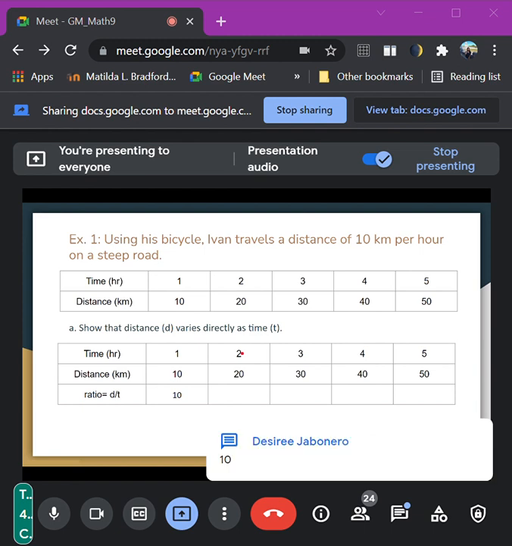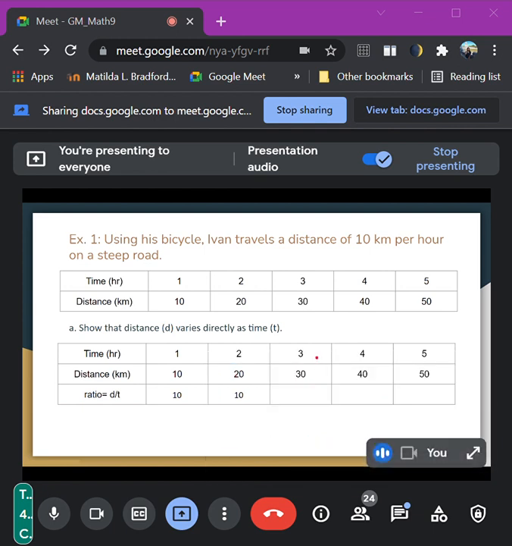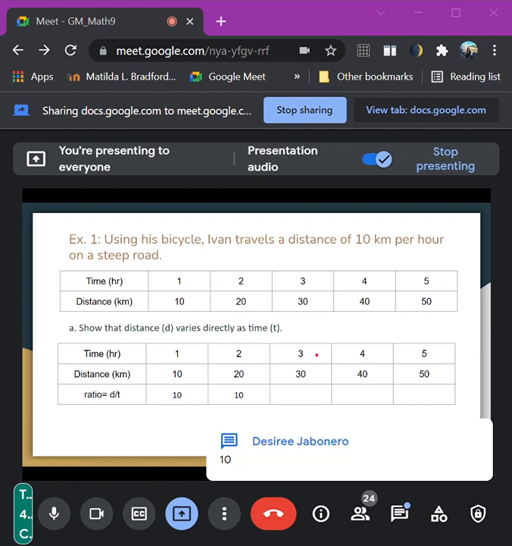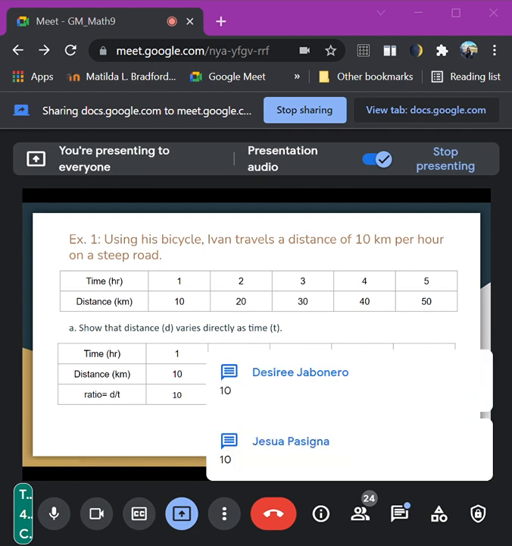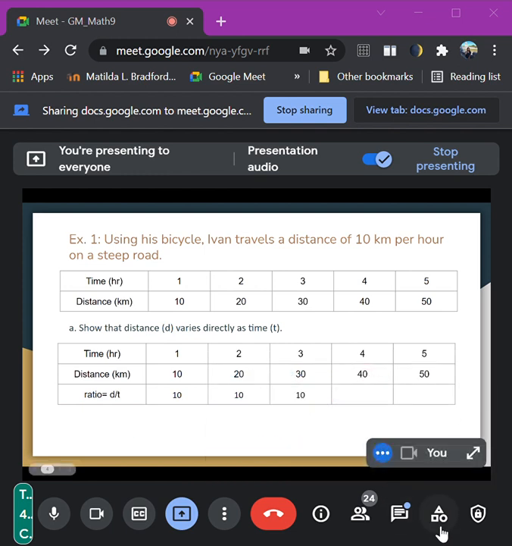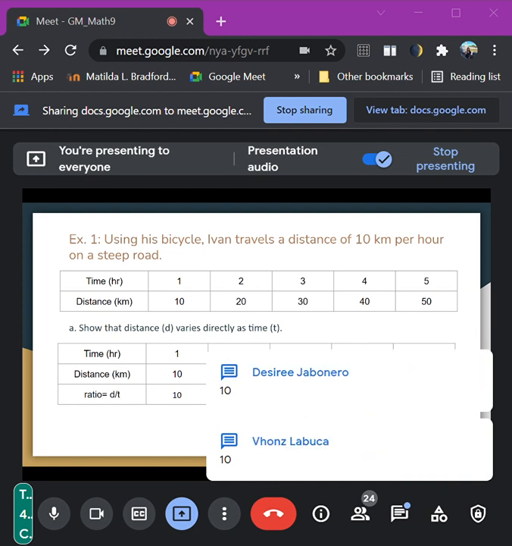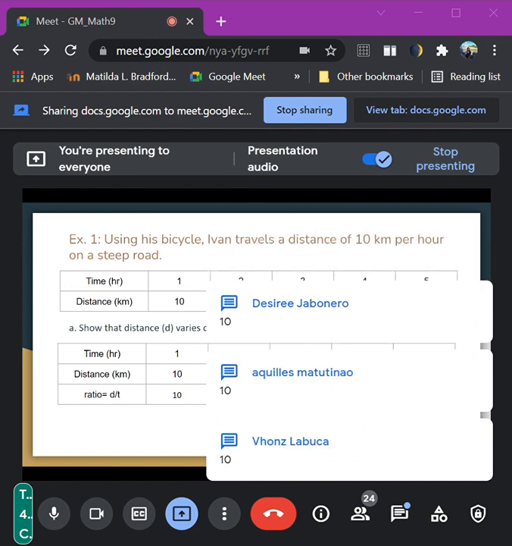20 divided by 2. Okay, very good. That is also 10. How about for 30 divided by 3? Okay, 10 again. Now, for our 40 divided by 10. That is still 10. And for 50 divided by 10, that is also 10. So if you can see here, class, what can you say about their ratio?